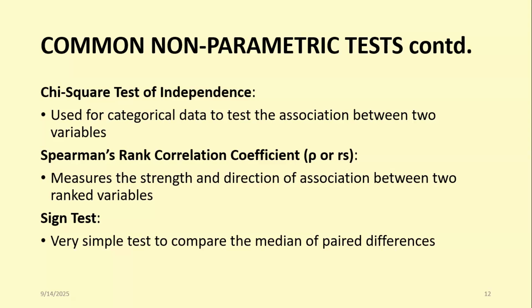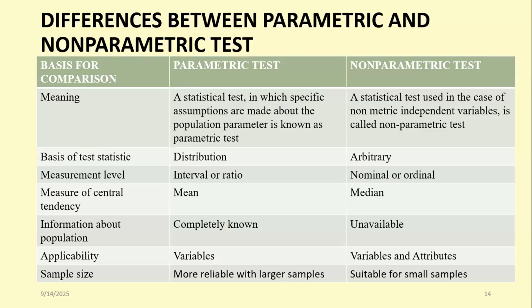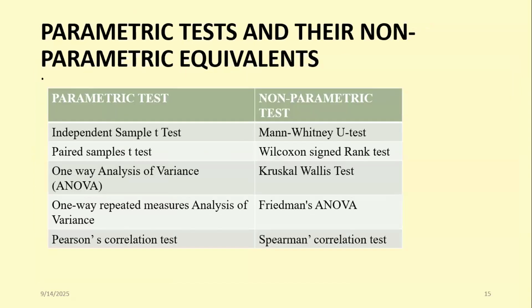Then Spearman's rank correlation coefficient. This measures the strength and direction of association between 2 rank variables. Then we have the sign test. The sign test is a very simple test to compare the median of paired differences. So there are advantages and disadvantages, and we have here the differences between parametric and non-parametric tests. This is the parametric test and their non-parametric equivalents.